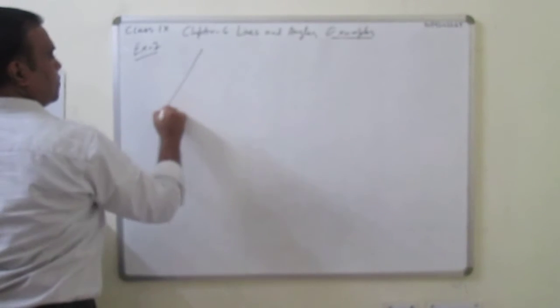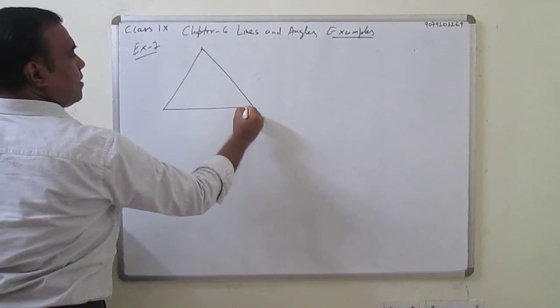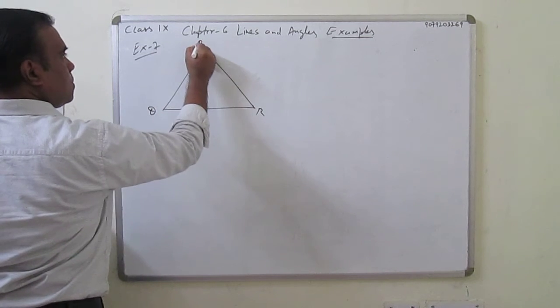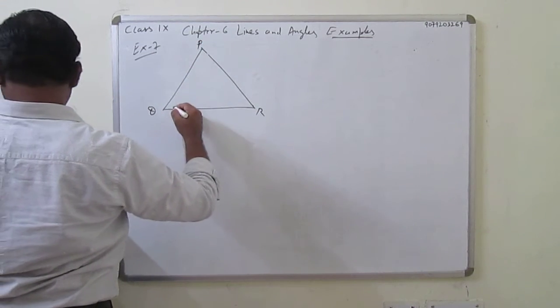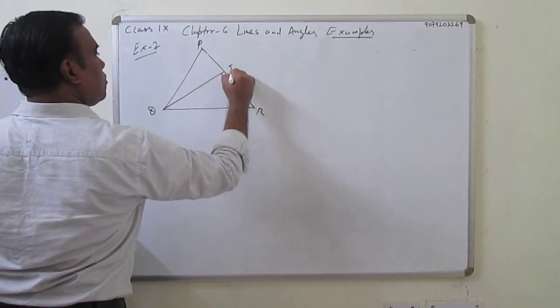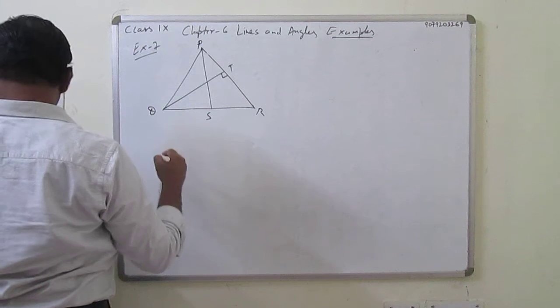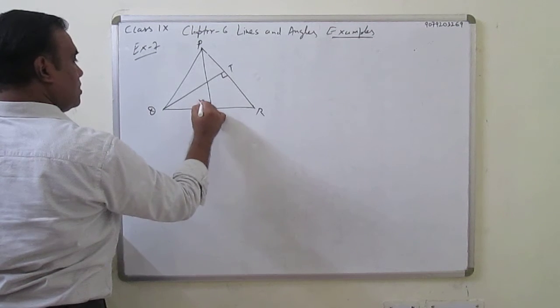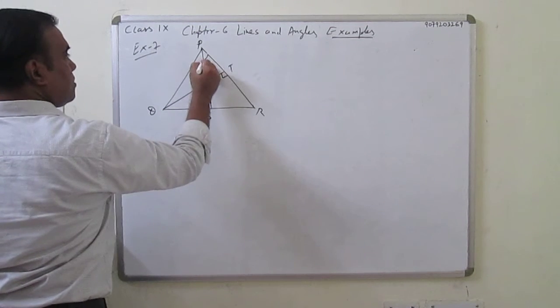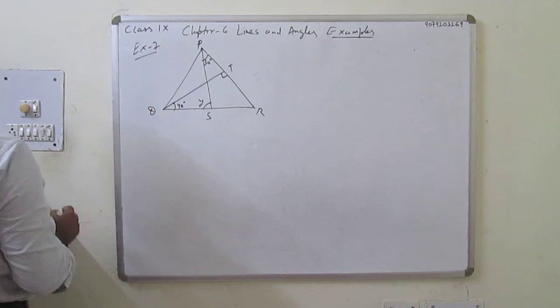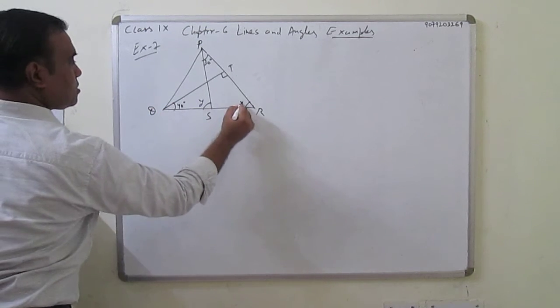Example 7. The figure is given to you. This is a triangle PQR. QT is perpendicular to PR. This PS intersects QR and this angle is Y. This angle is 30 degrees, this is 40 degrees, and this is X.